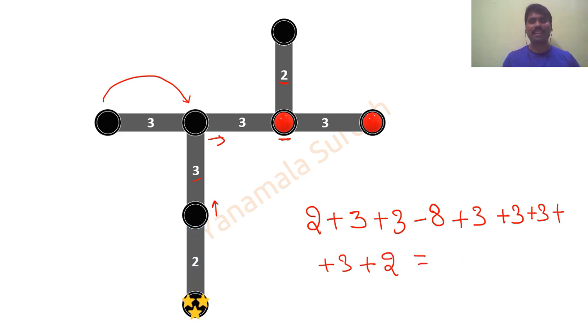Now we have to calculate the sum. Now 2 plus 3 is 5, 5 plus 3 is 8, 8 minus 8 is 0. Done. 3 plus 3 is 6, 6 plus 3 is 9, 9 plus 3 is 12, 12 plus 2 is 14. Done. So this is the final value.